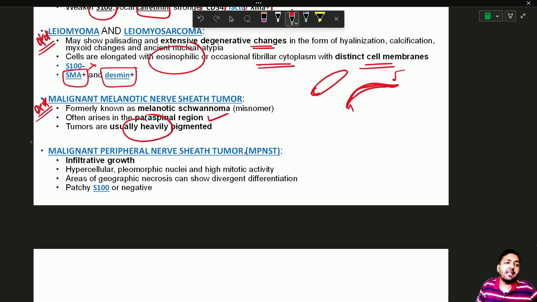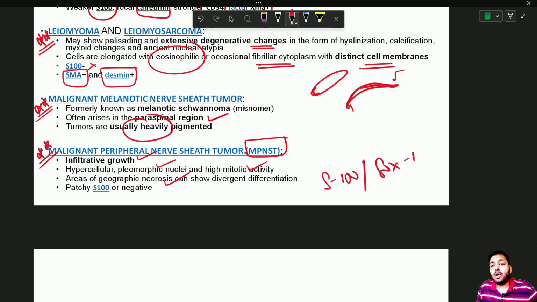And lastly, the last important differential diagnosis is malignant peripheral nerve sheath tumor. If you see, compared with schwannoma, MPNST have a more infiltrative growth pattern. They are hypercellular, pleomorphic with a high mitotic activity with areas of geographical necrosis. Yes, and even S100, they have Schwann cell origin. It's not like they don't have it, but the S100 or the SOX10 positivity is very patchy in the conventional variety of MPNST.